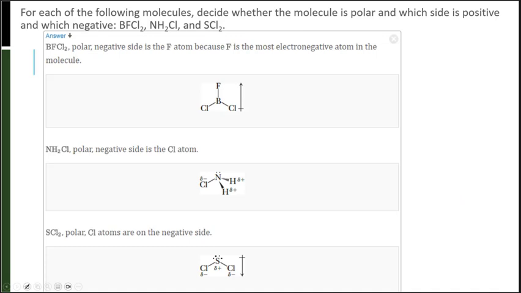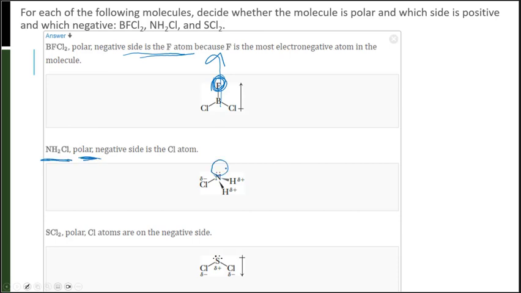Yes, this would be a polar compound. The negative side is the fluorine atom because fluorine is the most electronegative in the molecule. So it's going to be pulled in that direction. They're not going to cancel out. If this was a chlorine, then yes, it would. But it's not. NH2Cl is going to be polar.